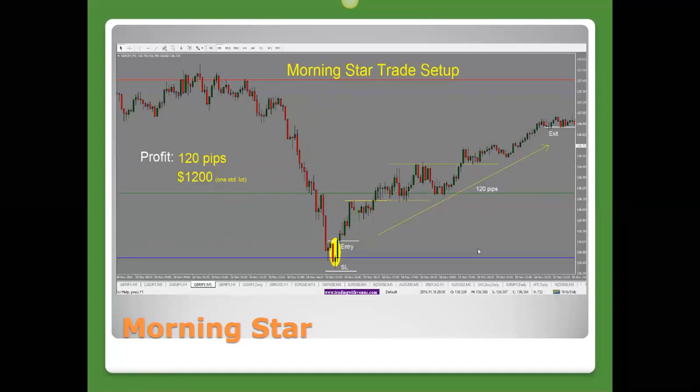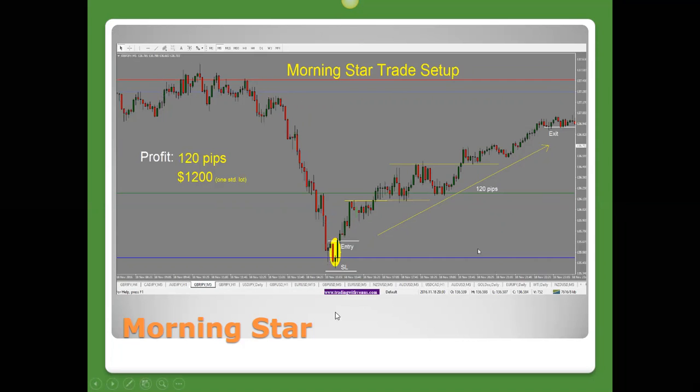Here's another Morningstar trade. As we can see, price has been coming down here, and then this is our S1 level. So again, you're looking for this setup at some sort of important support and resistance level. This one is a 5-minute pound yen chart. So as we can see, we're looking at examples from different time frame charts here.